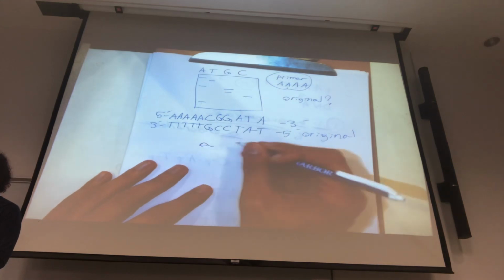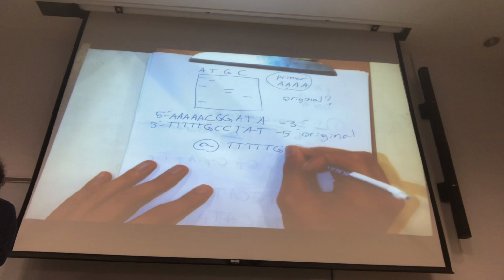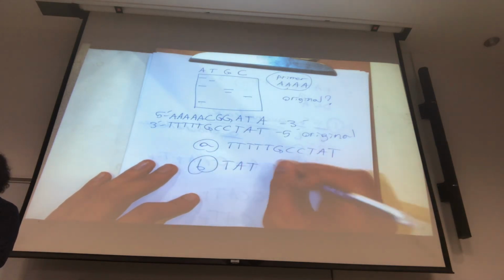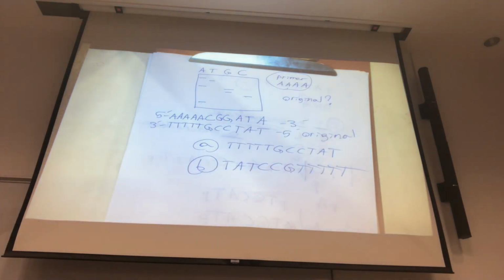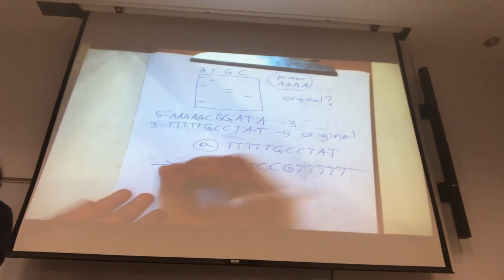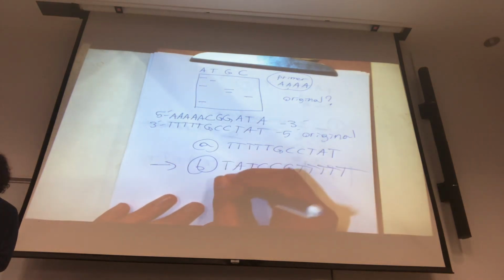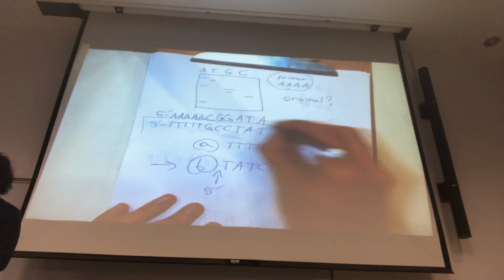There will probably be one answer choice that looks like this. And there may be another answer choice that looks like this. Which one is right? B. Why is that? Answer choice B is correct because notice I have not labeled which end is 5' or which end is 3' on my answer choices. And you remember now that if nothing is labeled, you assume that the left side is 5' and the right side is 3'.